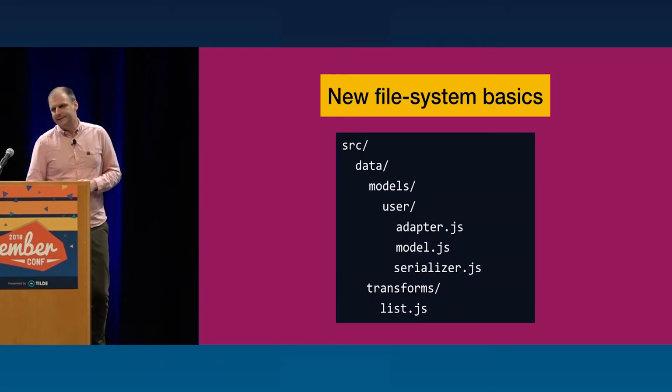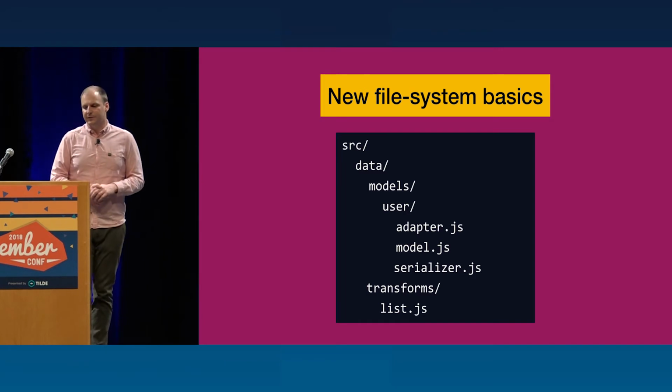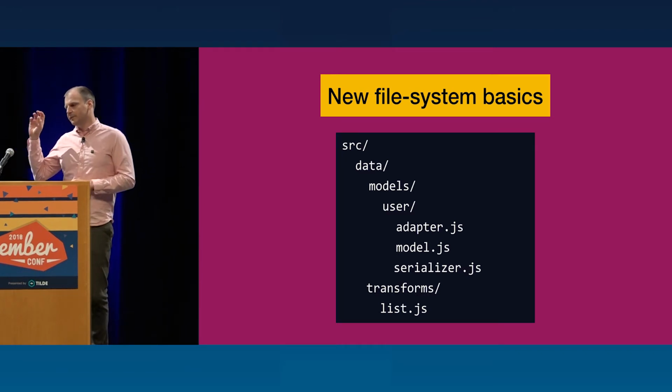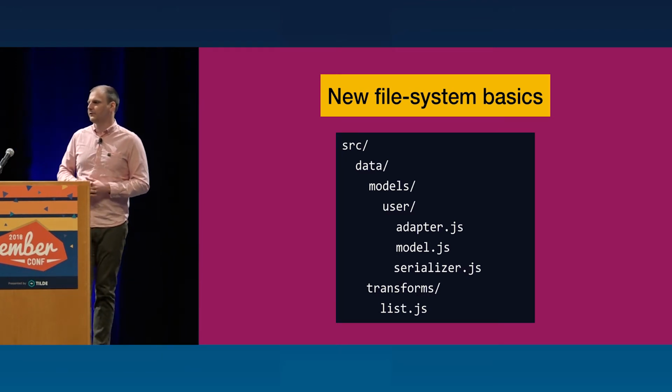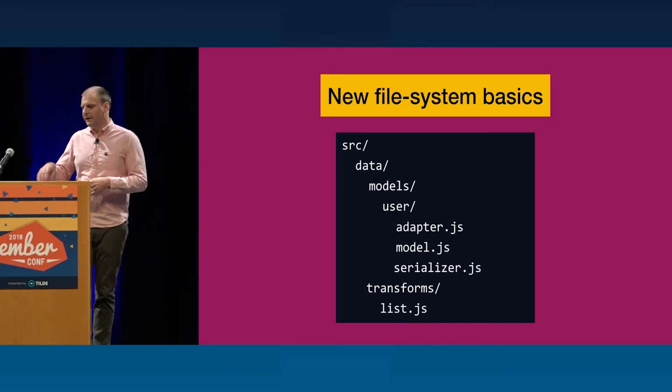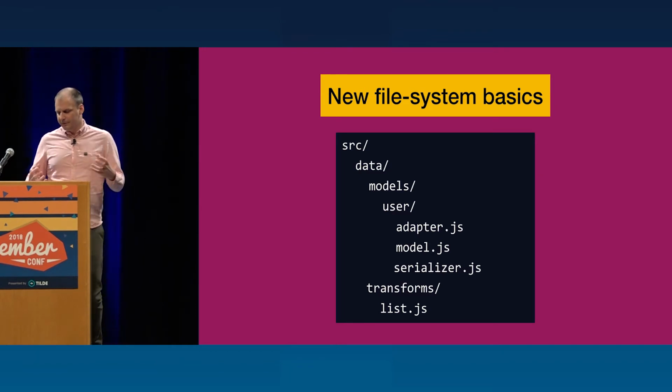So for example, data is actually a directory that has two subgroupings. It has a grouping for models, which is a list of all your models. And then each model can have co-located its model JavaScript, adapters, and serializers. Transforms are something that don't relate to any one specific model, so they get their own directory where they can just list out by name. But we've gotten our similar things co-located and put into one place.